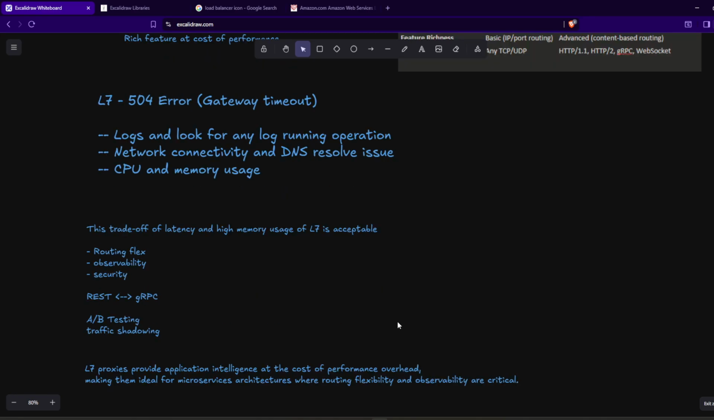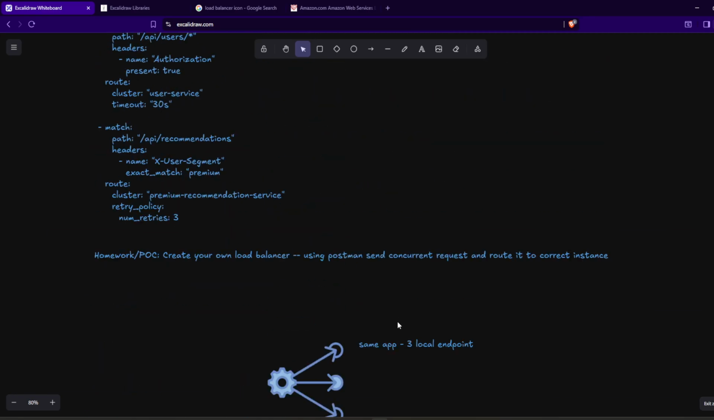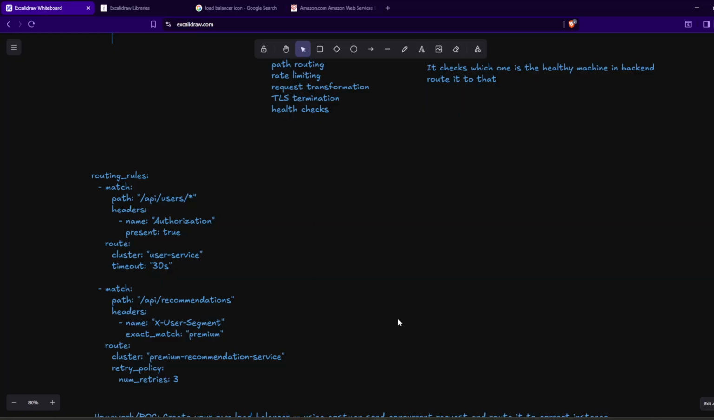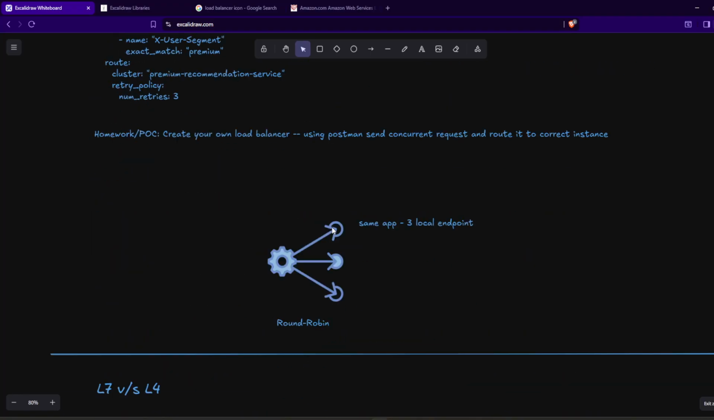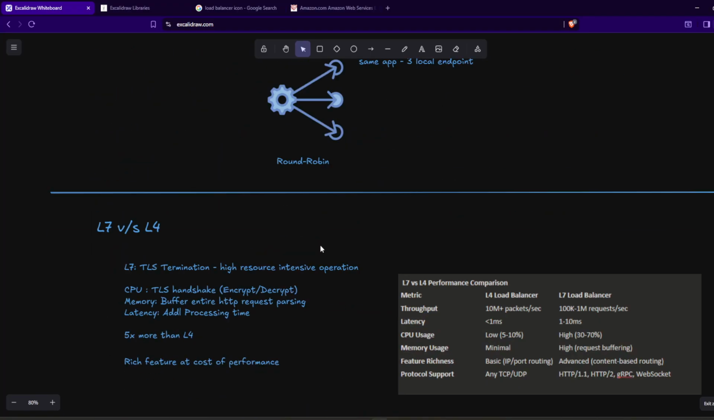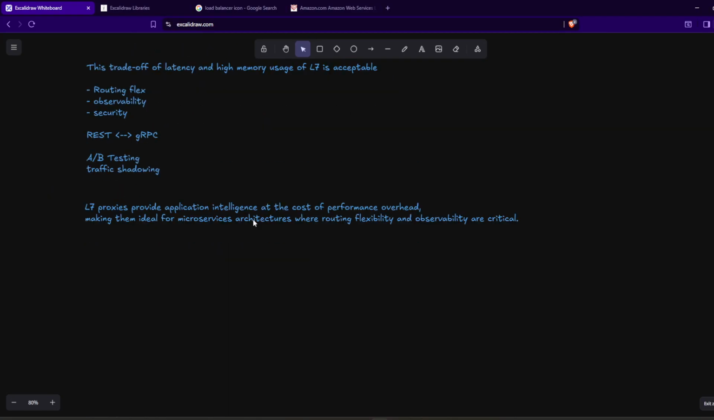So I think by covering all these things, you now get the complete idea of what a reverse proxy is, what a forward proxy is, and among reverse and forward proxies, what exactly load balancers are, and among load balancers the difference between L7 and L4, and why L7 is dominating the industry for all the decisions or all the routing that we are doing.